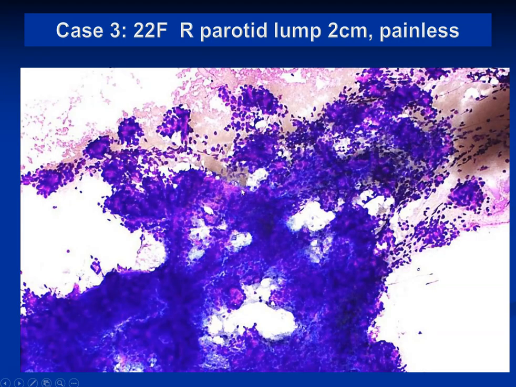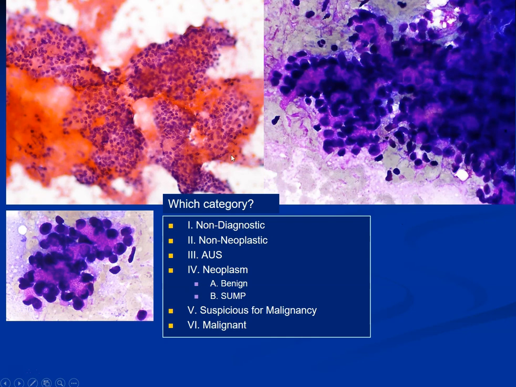Now, moving on to the last case, this is a young patient with a right parotid lump that is painless. And you can see the aspirate is quite cellular. There is minimal stromal material, but certainly a lot of uniform basaloid cells with scant cytoplasm and oval nuclei. So which category would you put this into?